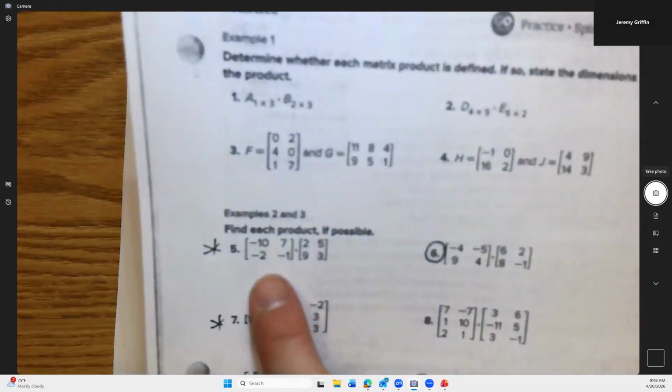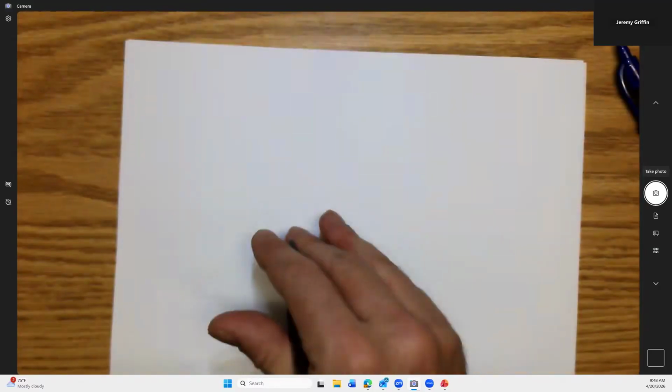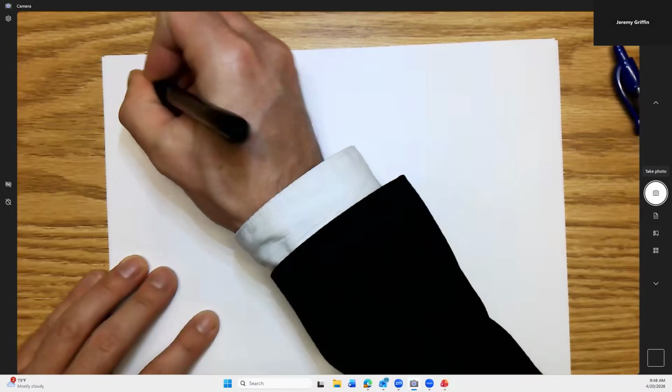So number 5. I have a 2 by 2 and a 2 by 2 that I'm multiplying together. Okay. So number 5.